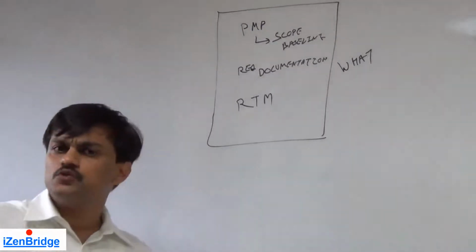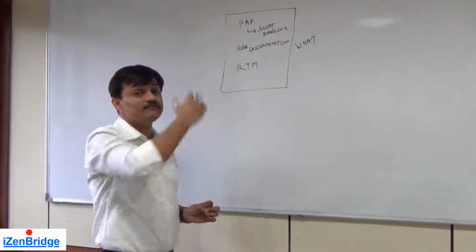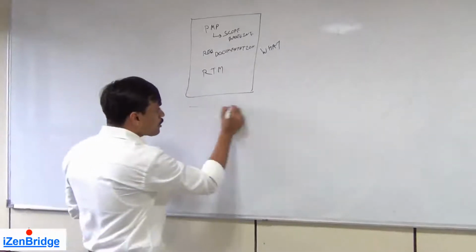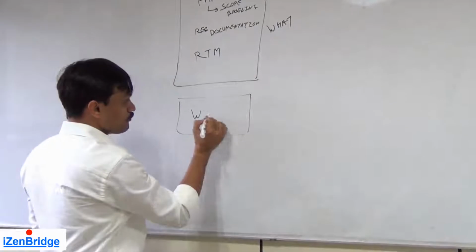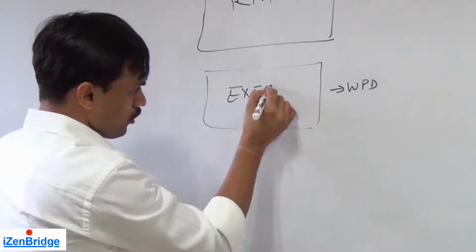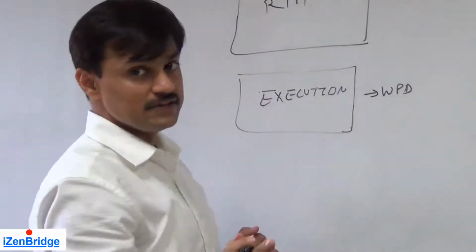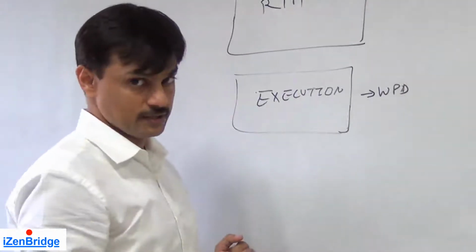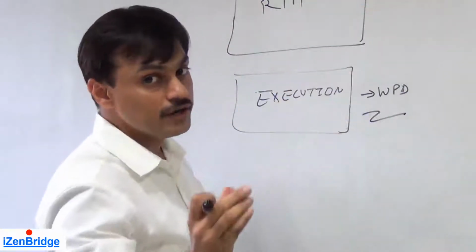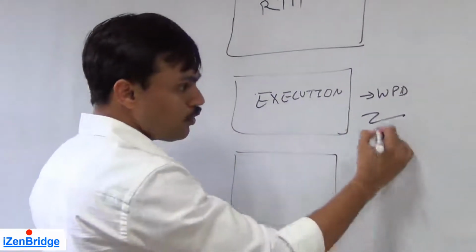Which particular deliverable should I verify? Do I have a verified deliverable which I as a customer or sponsor can validate? This information comes from work performance data. As you are done with your execution, the work performance data tells us, okay, these many deliverables are ready for validation. So we need this input to trigger our validate scope process for a given deliverable. Now we know what should be there. We know now it is ready.